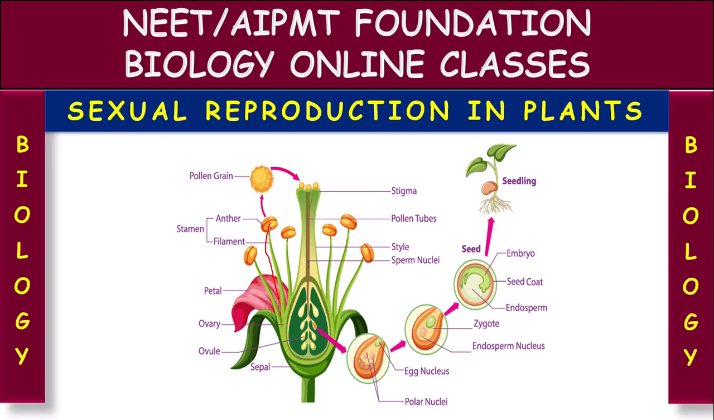What is the formation of pollen grains called? Microsporogenesis. What is microsporogenesis? The process of formation and differentiation of microspores, that is pollen grains, from microspore mother cell, that is MMC, by reductional division or meiosis is called microsporogenesis.